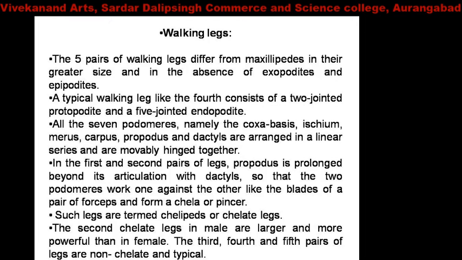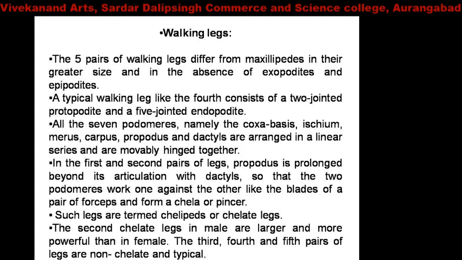Then walking legs. Which are the walking legs? 5 pairs of walking legs are there, which differ from maxillipedes in greater size and absence of exopodites and epipodites. A typical walking leg has a 2 jointed protopodite and a 5 jointed endopodite. All 7 podomeres, which are coxa, basis, ischium, merus, carpus, propodus and dactylus, are arranged in linear series and they are movably hinged. They have a hinged joint.